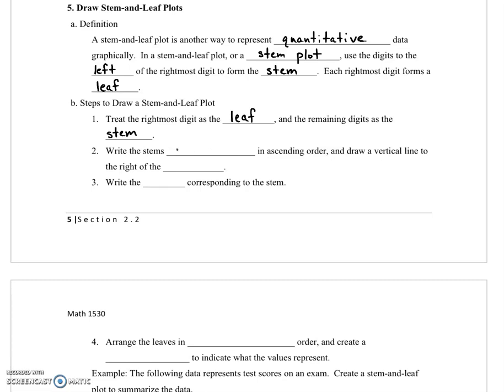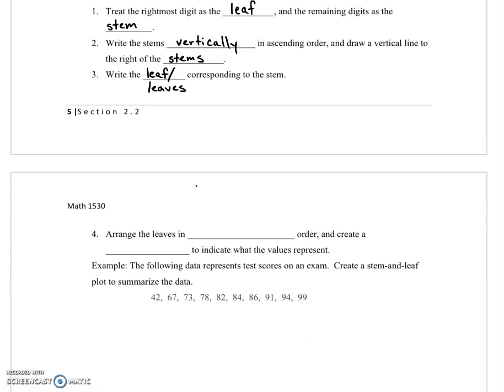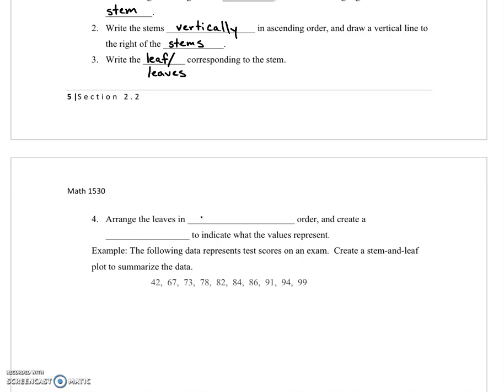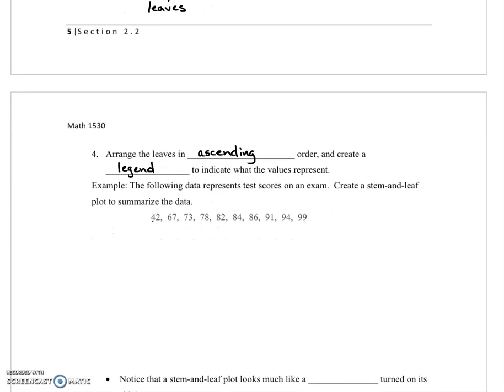We write the stems vertically in ascending order and draw a vertical line to the right of the stems. Then we write the corresponding leaf with each stem. Leaf or leaves, depending on if there's more than one. You arrange the leaves in ascending order, and you create a legend to indicate what the values represent. So I think it's much easier if we actually just do an example.